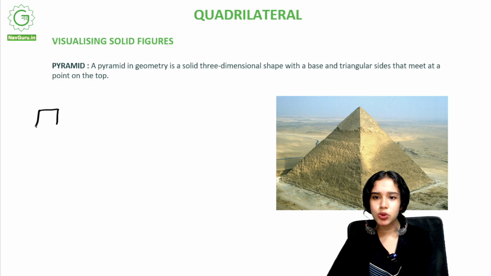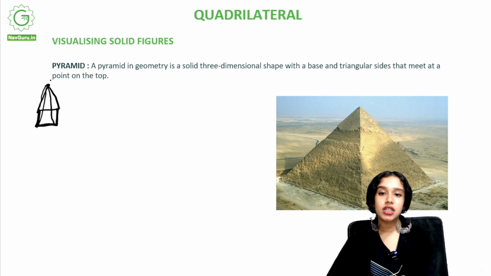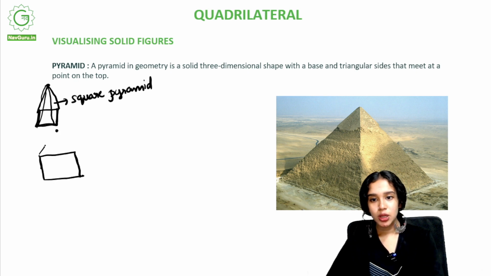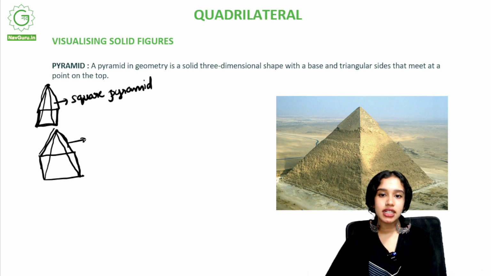The most common one is the square pyramid, right? So we have a square here, we have a point here. Then we join every vertex to the point. Now this is a square pyramid. Now let's say there is a rectangle, and we have a point here. We are joining every vertex to this one point, right? Now this is a rectangular pyramid.